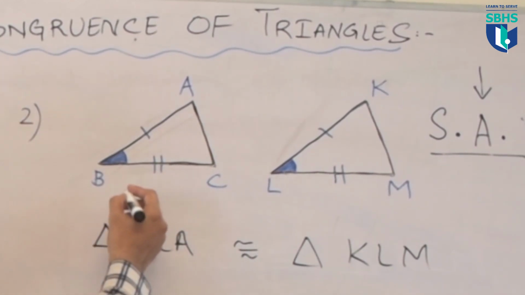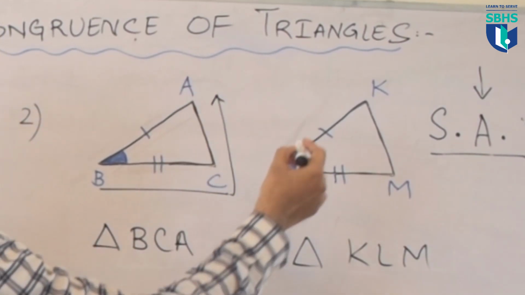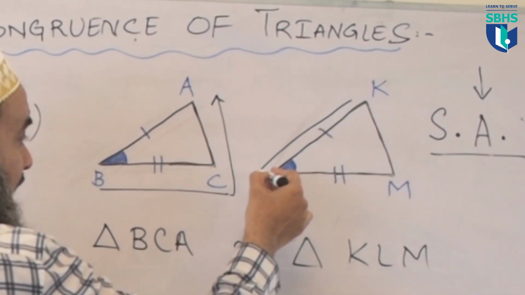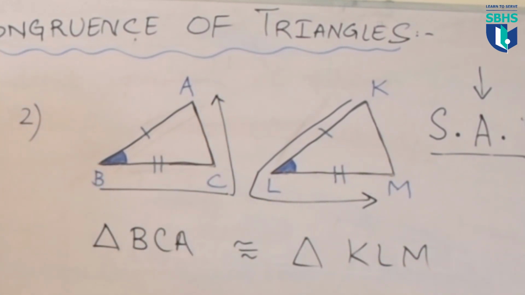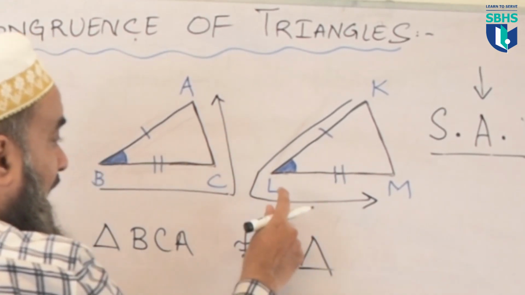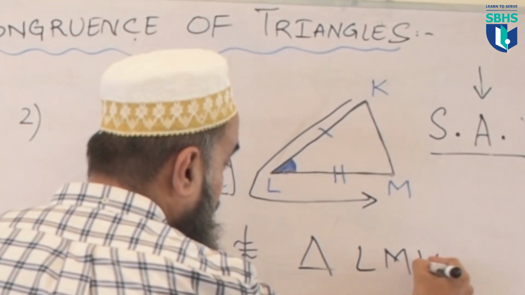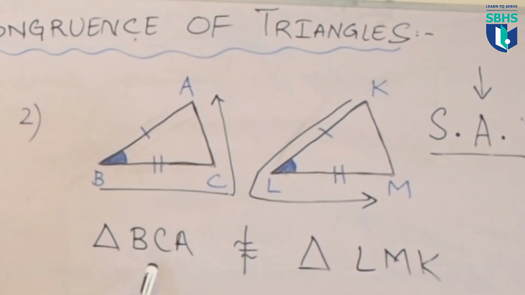See, what I have taken, I have started from B, C, then I have gone to A. Then here I have started from K, L, and then I have gone to M. So naming the triangle in congruency is very important. So this type of nomenclature is not correct. If you are naming this triangle BCA, then the other must be LMK. The alphabetical order in which you are naming the triangle is very important.